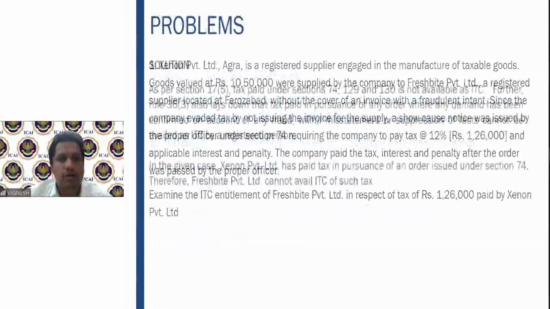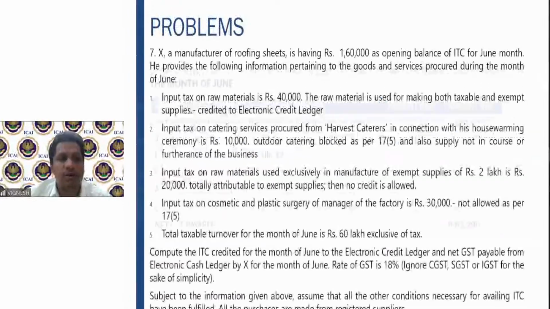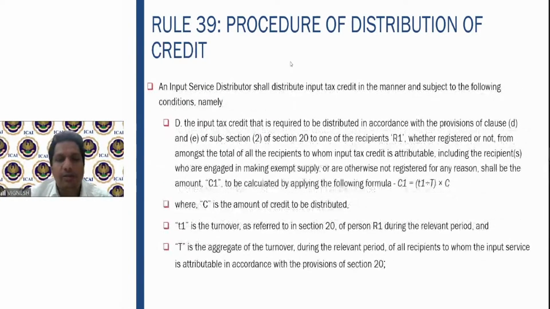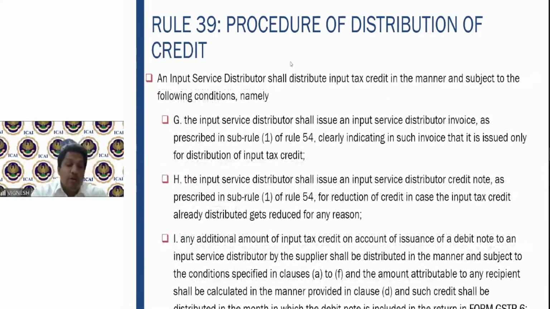Okay, all these I hope you remember. These are all the problems that we have worked out. How to distribute the input tax credit is covered in Rule 39, which says how to distribute the tax. Another important point to remember is that if any branch is located in the same state, whatever nature of taxes you distribute, it is distributed in the same way. If it is located in another state, you have to distribute it as IGST only.